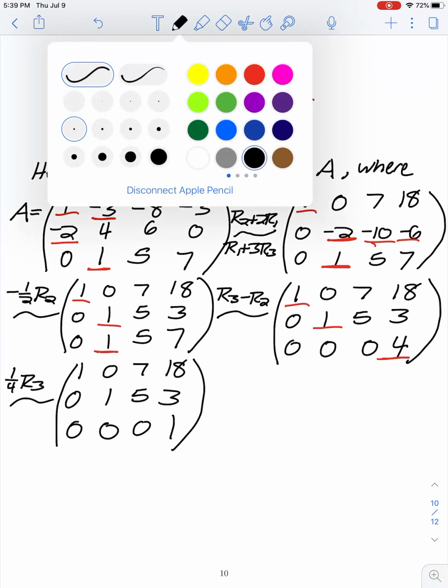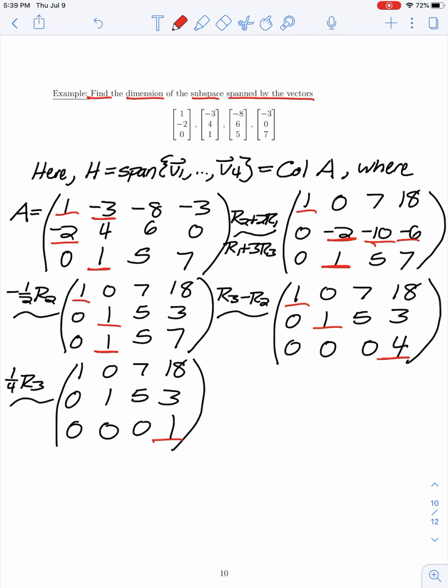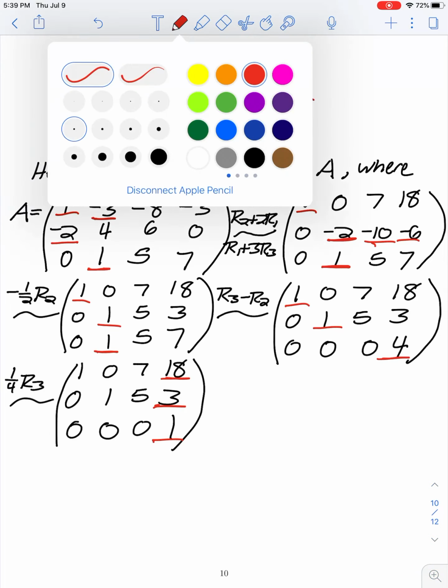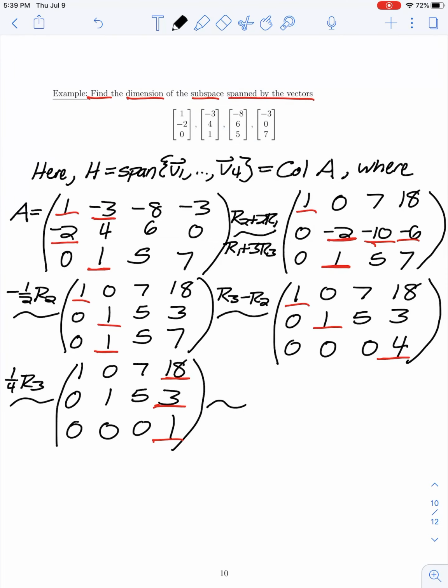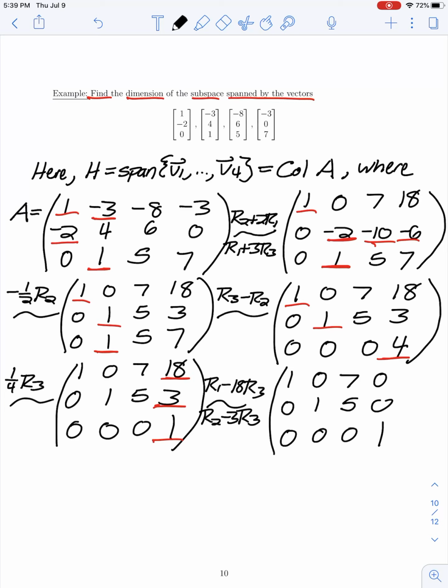All right. So now, using the leading 1 in that third row, I can kill off the 3 and 18 that appear above it by taking row 1 minus 18 row 3, or row 2 minus 3 times row 3, which gives me the matrix 1, 0, 7, 0, 0, 1, 5, 0, and 0, 0, 0, 1.